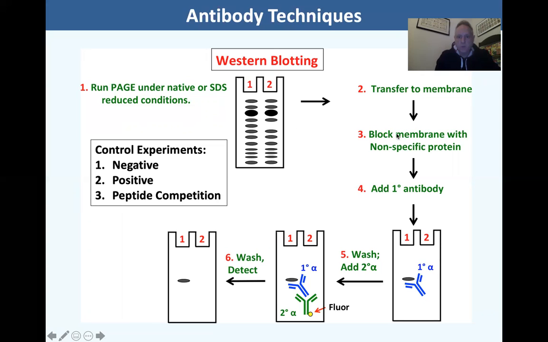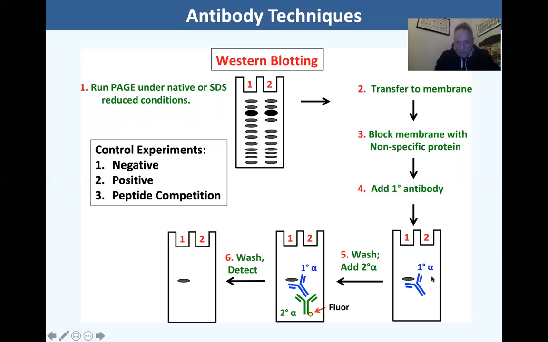You can transfer to a membrane, and then you block with a non-specific protein and add an antibody that's designed to detect the protein of interest. It's called a primary antibody, or alpha. And it recognizes this protein here that was in the extract.